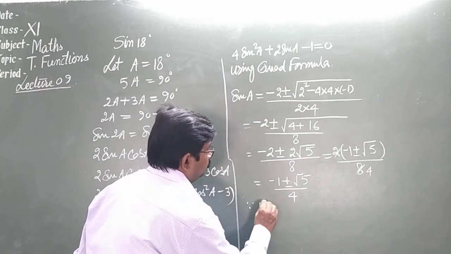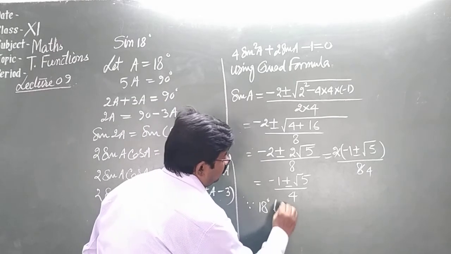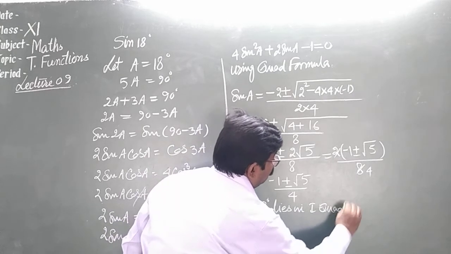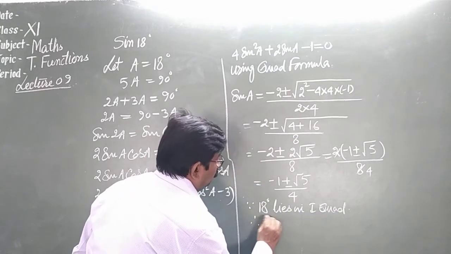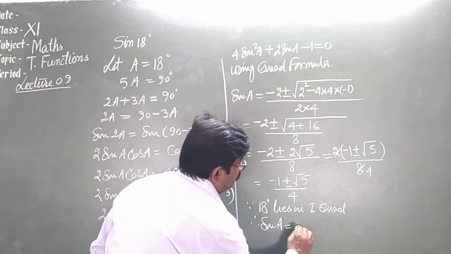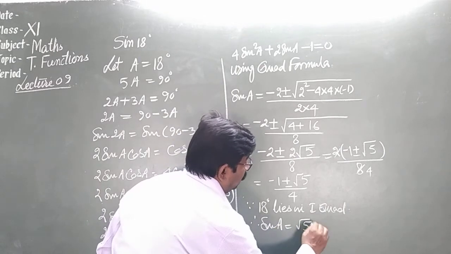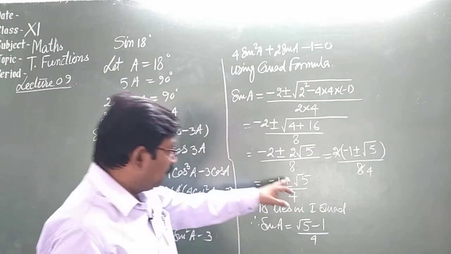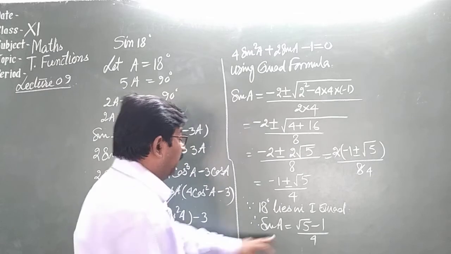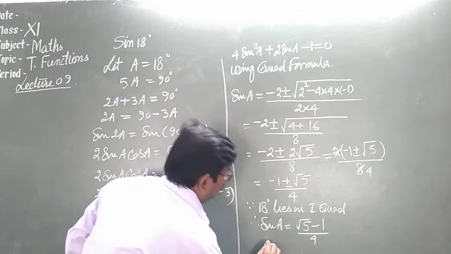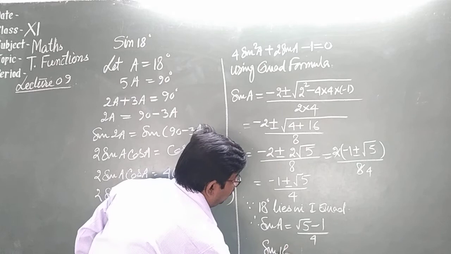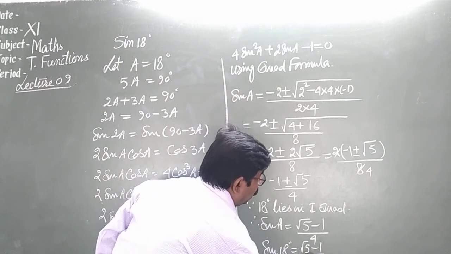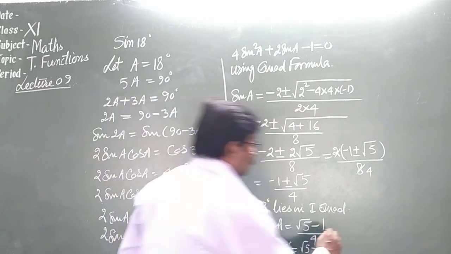Since 18 degrees lies in the first quadrant, therefore sin A is equal to under root 5 minus 1 upon 4. I have taken positive first, then negative. A is what? 18 degrees. So in place of this we can write sin 18 degrees is equal to under root 5 minus 1 upon 4. This is the value.